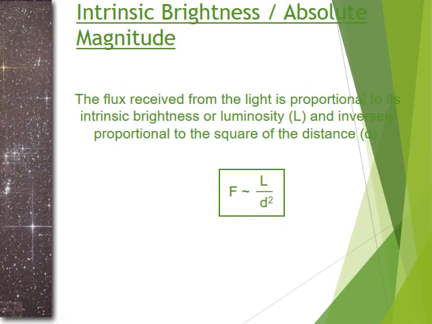Way back in Module 1, we talked about apparent magnitude. How bright does a star appear to be when viewed from Earth? But that doesn't tell us very much about how truly bright that star is. In order to find out a star's true brightness, we need to know something about its absolute magnitude.